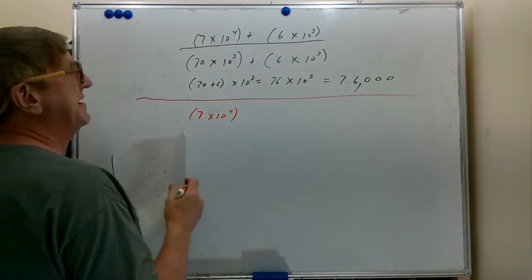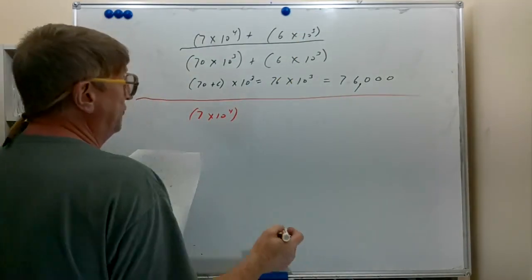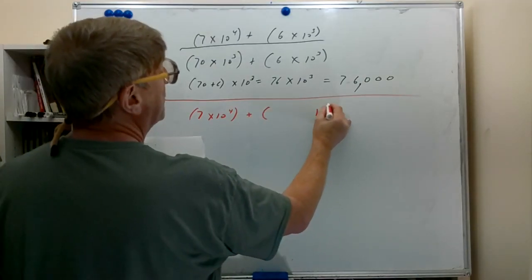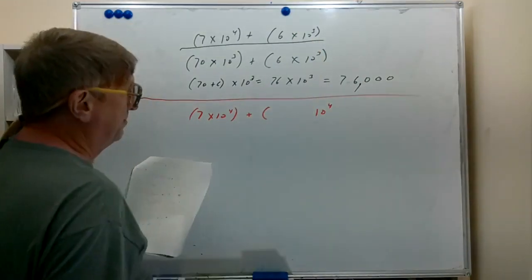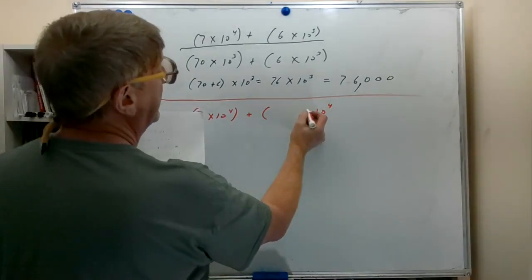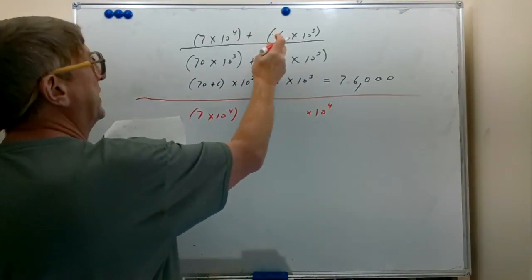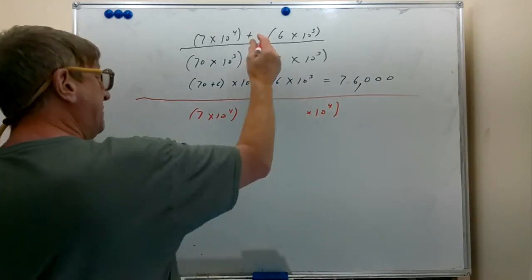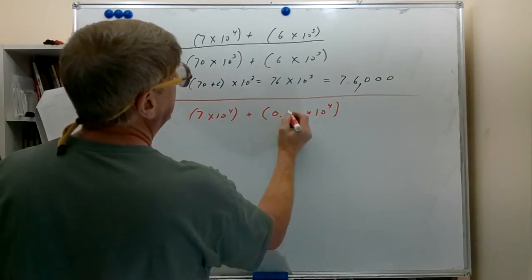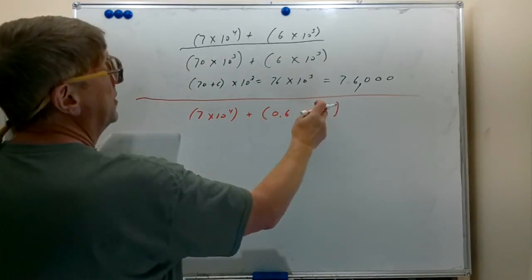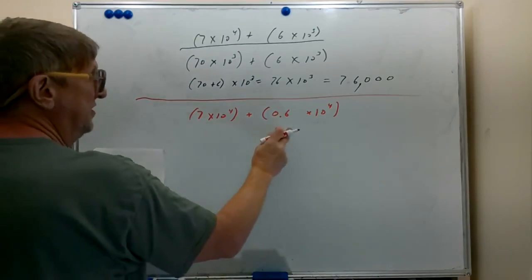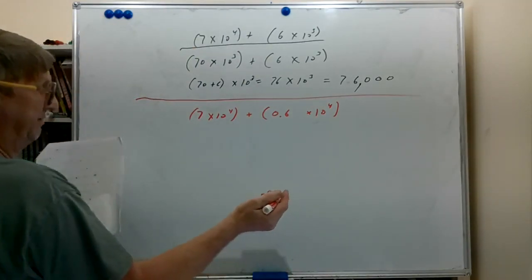So that means we got to make this one be 10 to the fourth. Well, 10 to the fourth, we increase that number, which means we got to make this number smaller, so we got to move the decimal place to the left. We make this one larger, we want to make that one smaller, 0.6. You increase this by 1, we move this decimal place 1 to the left. Now we have the same powers of 10.